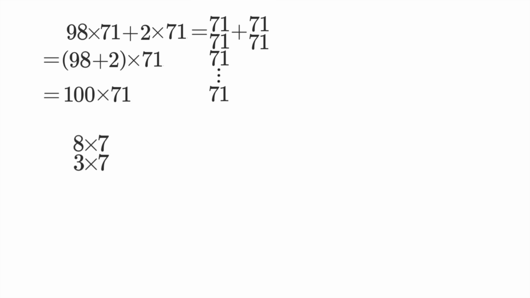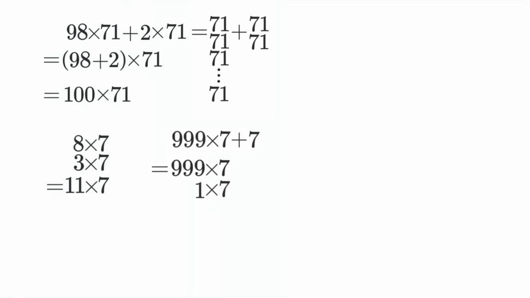How about this vertical sum? Leaving the common factor, add the uncommon factors. How about this? There is a hidden 1 times. It is 1000 times 7.